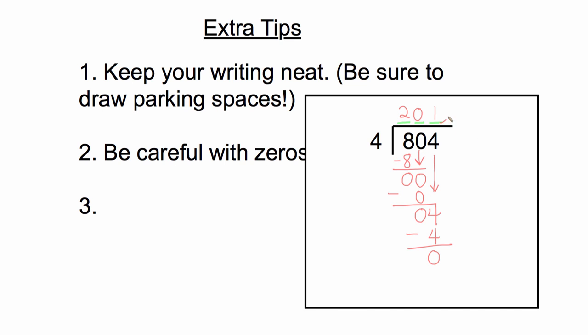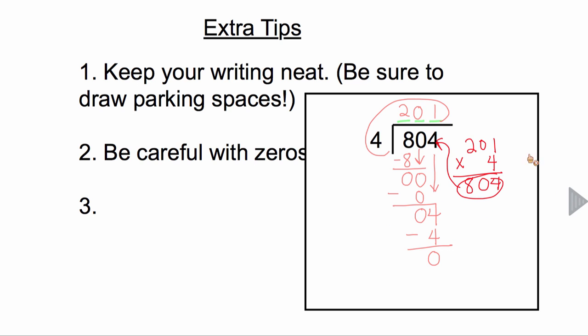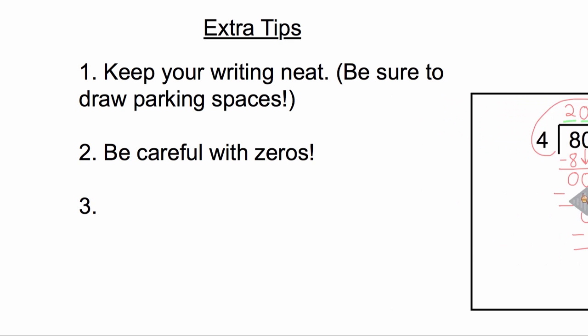So let's go ahead and do our check just to make sure we did it right. 201 times 4. 4, 0, 8. And that's correct. I just wanted to review that really quickly so you made sure that when you had those zeros that you put your 0 and followed through with multiply, subtract, and bring down.